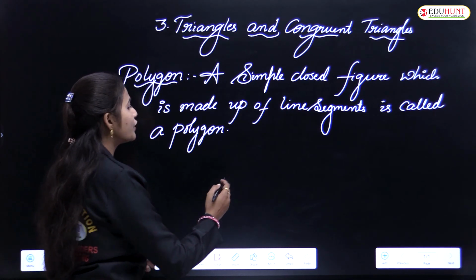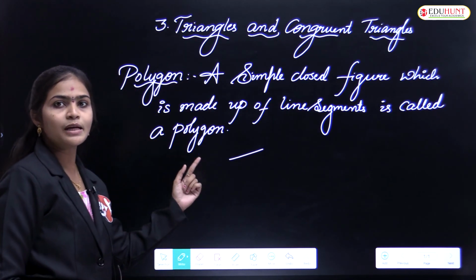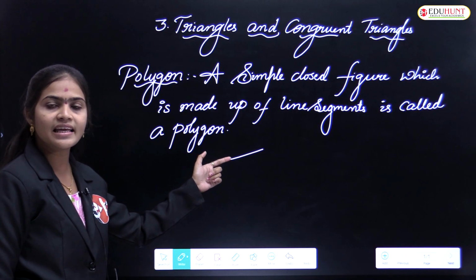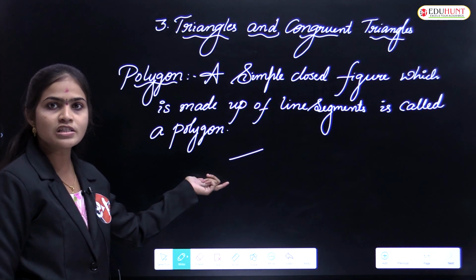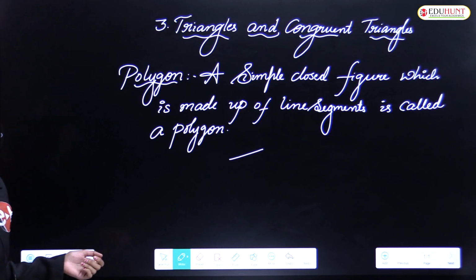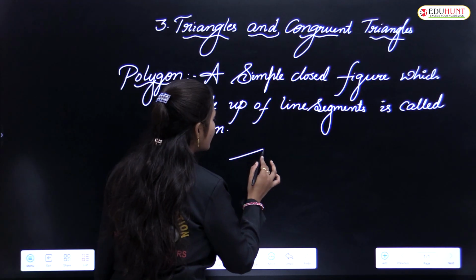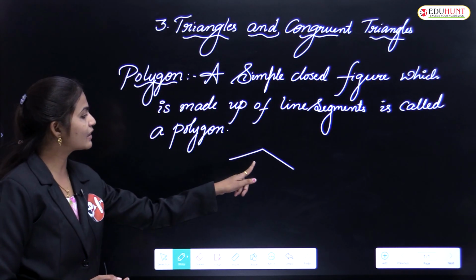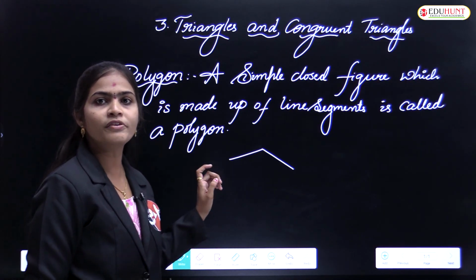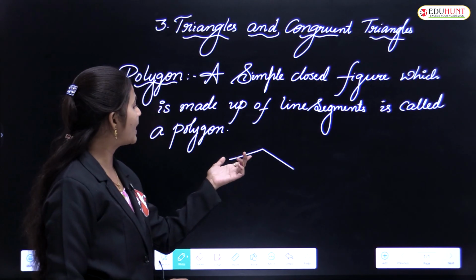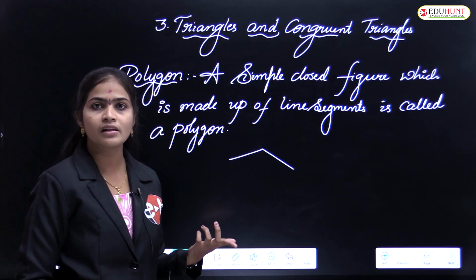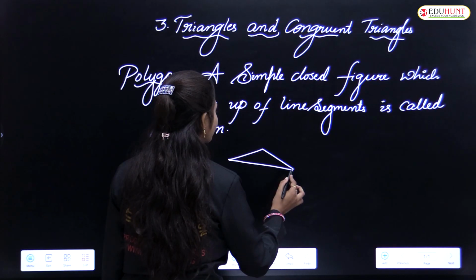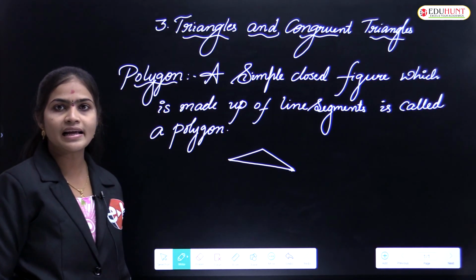For example, if you take only one line segment, is it possible to form any closed figure? Only one line segment is there. Is there any closed figure here? Closed figure is not there. If you take two line segments, is it a closed figure or an open figure? This is an open figure, not a closed figure. So by taking two line segments also it is not possible. Now I am going to take one more line segment like this.